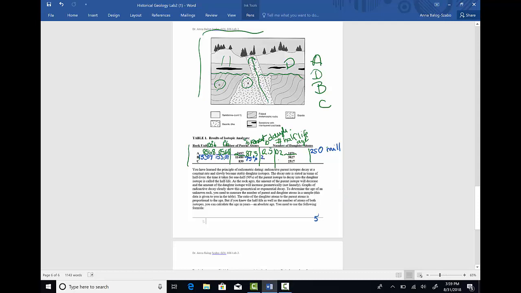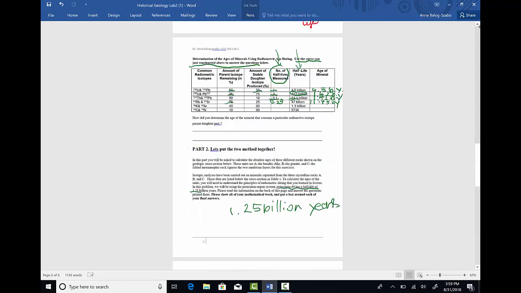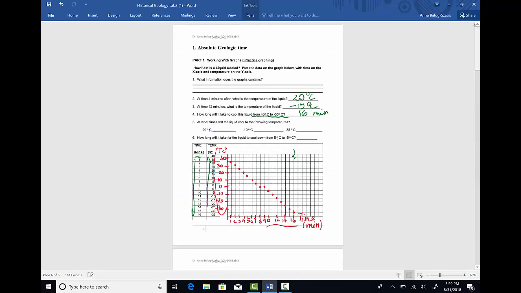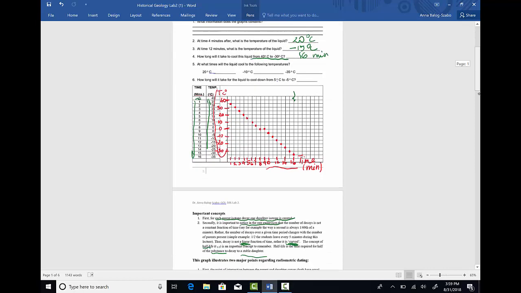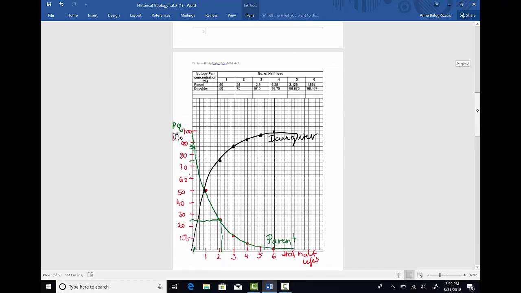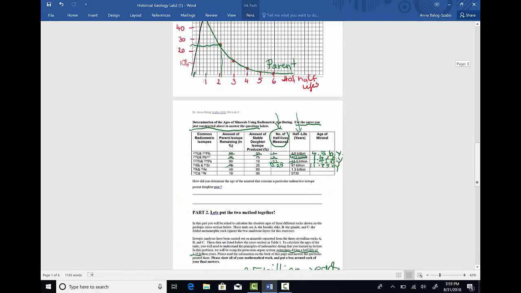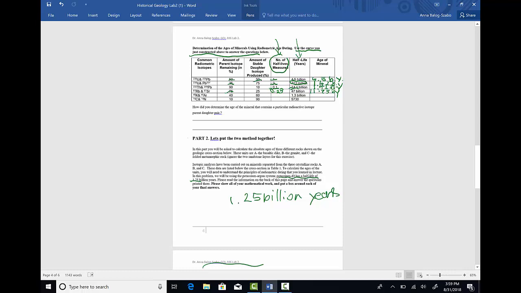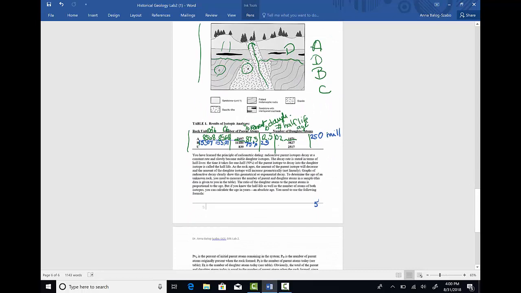So 25, and we already did the 75/25. Oh, I went all the way down. I hate that. It was right here. See, 75/25, that's 0.25. So the number of half-lives is 0.25. So 1.25 divided by 0.25, and that is 500. So I got 500 million.